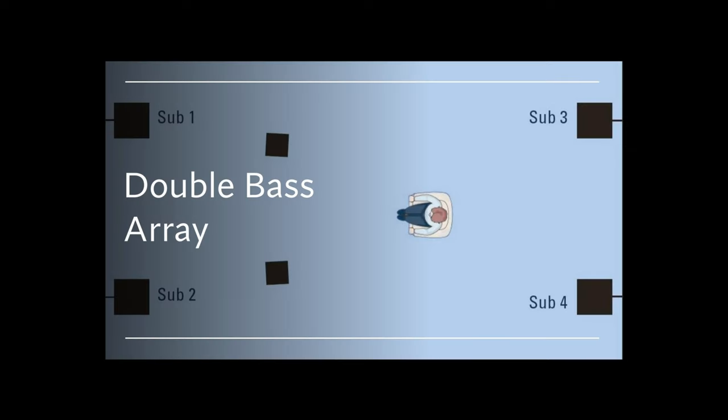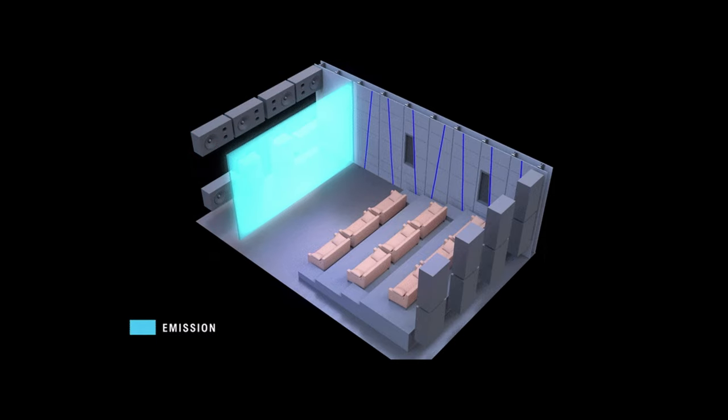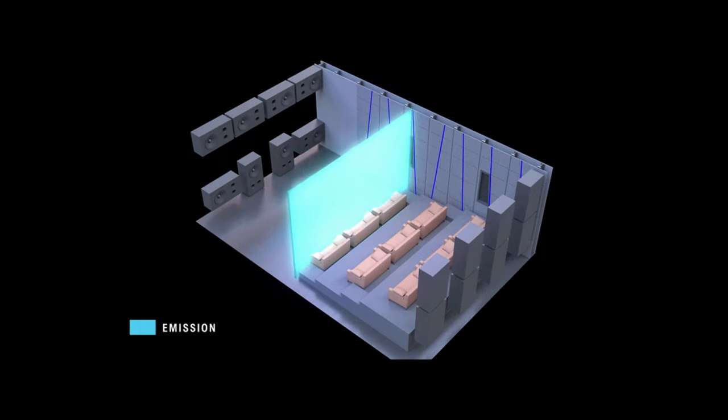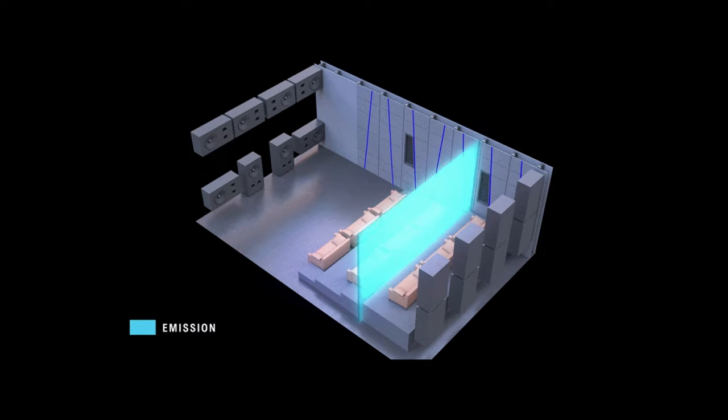As the name suggests, it uses two arrays of subwoofers, one on the front wall, the emitting array, and the other on the rear wall, the absorbing array. The emitting array produces a planar wave, and the absorbing array attempts to cancel the rear wall reflection with an inverted version of the same signal, delayed by the amount of time it takes the sound to travel the room length. Both Trinnov Waveforming and Dirac ART are improved and more sophisticated versions of a double bass array in their essence.